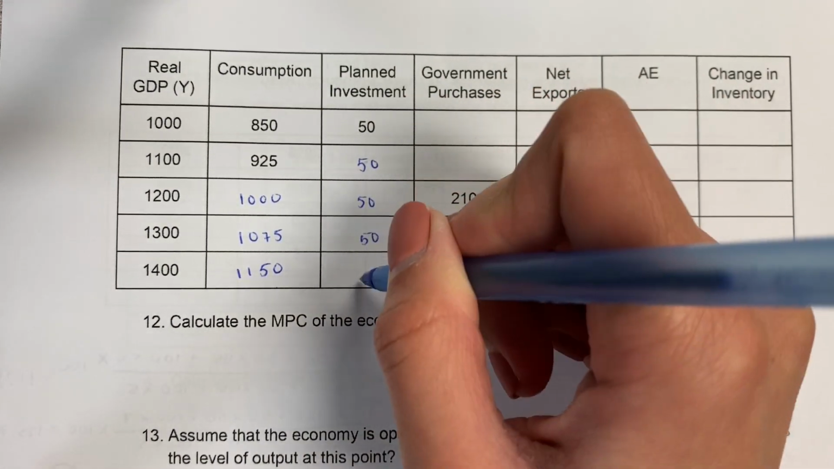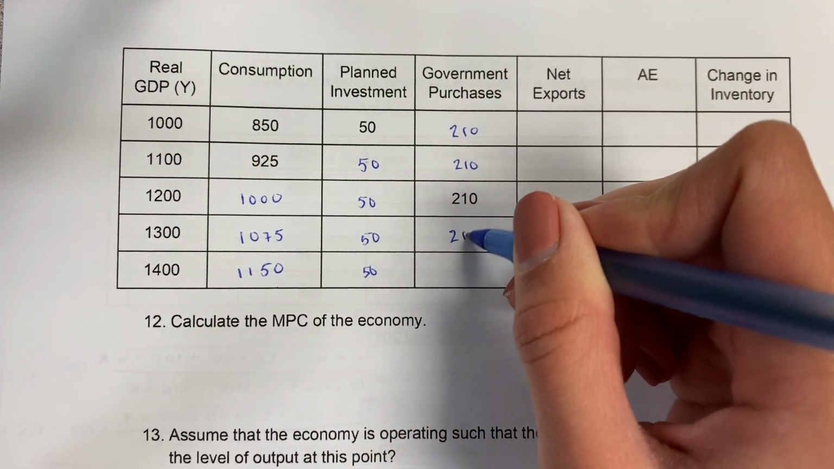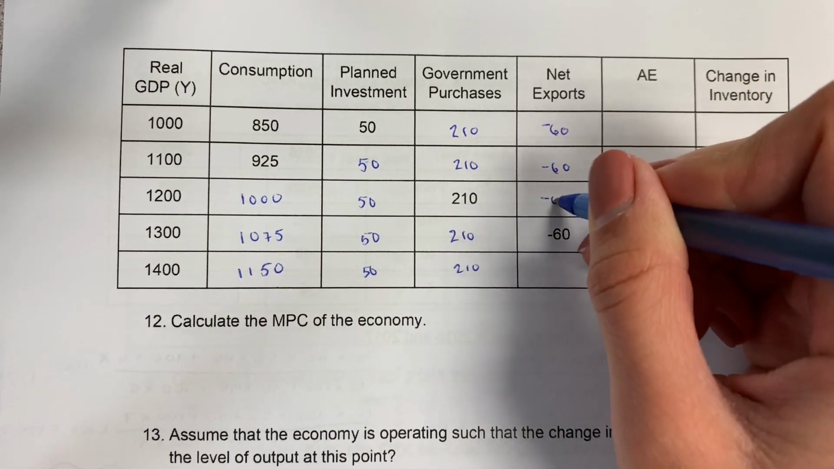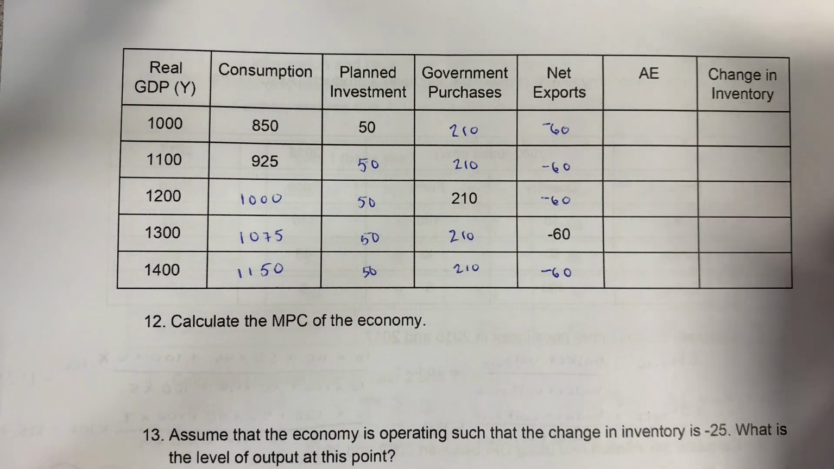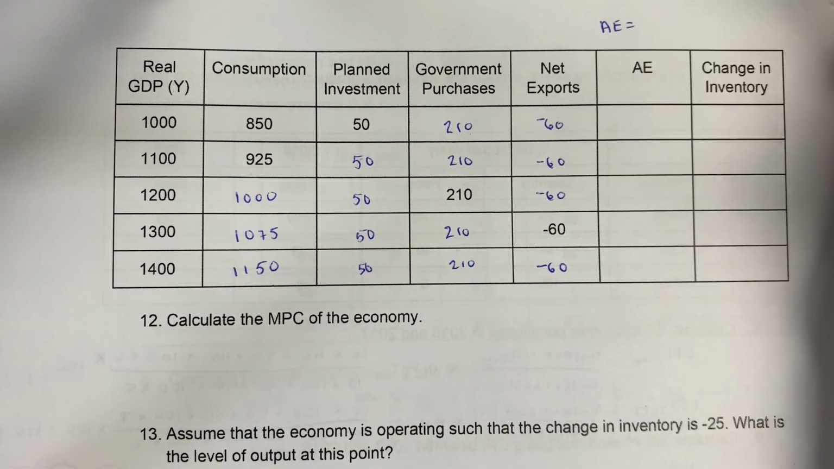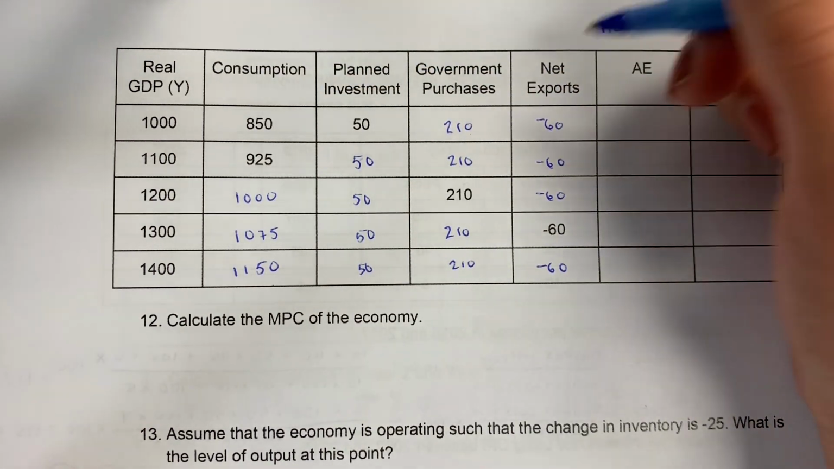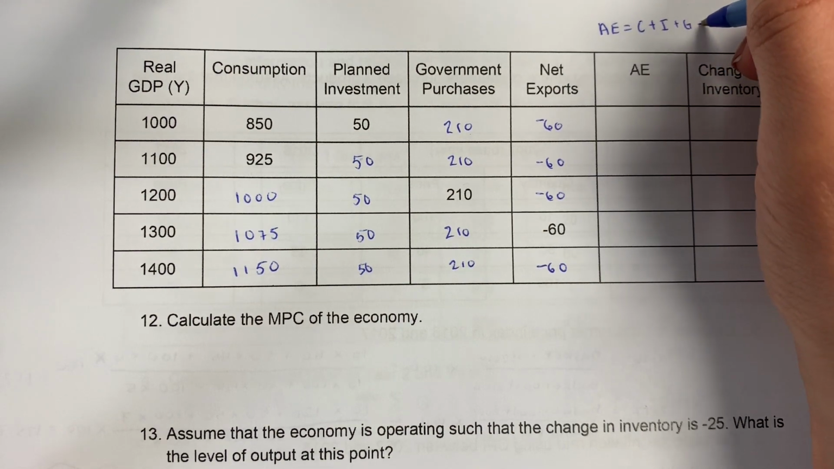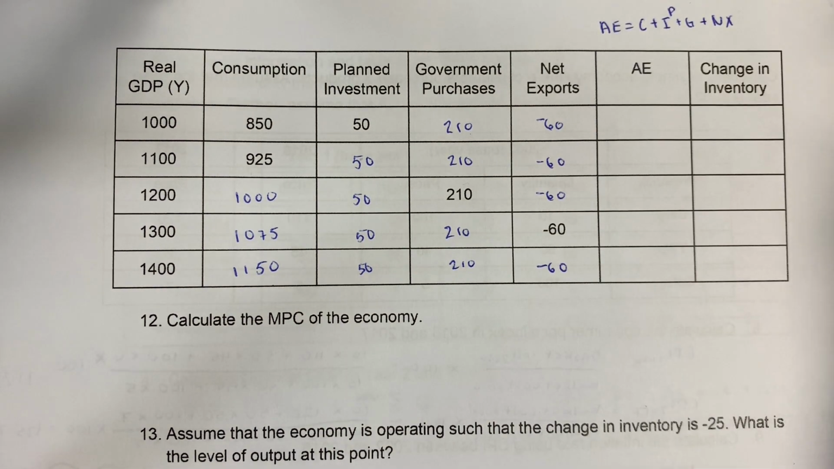Because these are fixed. Same goes here. Government purchases, this is all just fixed. So where things change is right here in that AE column, right? So how do we find our aggregate expenditures? Well, that's just equal to the consumption plus the planned investment plus the government purchases plus the net exports. C plus I plus G plus NX, right? IP.